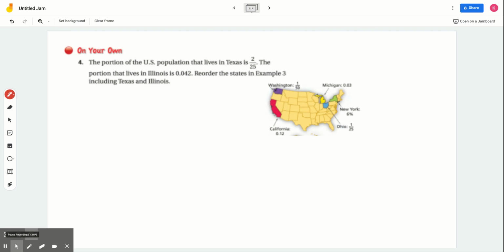The portion of the U.S. population that lives in Texas is 2/25. The portion that lives in Illinois is 0.042 or 42 thousandths. Reorder the states in example 3, including Texas and Illinois. So we can see that we have Texas and Illinois, Washington, Michigan, New York, Ohio, and California. So I'm going to go ahead and write the state names out, or the abbreviations is fine too.